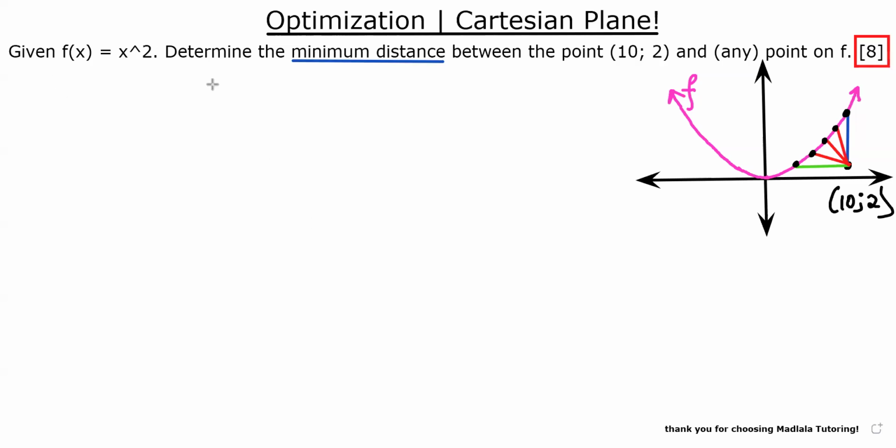So in this case, it's given to us that f of x equals x squared. We need to determine the minimum distance between the point (10, 2) and any point that is lying on the function f. And this is for 8 marks. Well, it's very useful for us to make a sketch. According to this sketch, this is where the point (10, 2) is going to be.